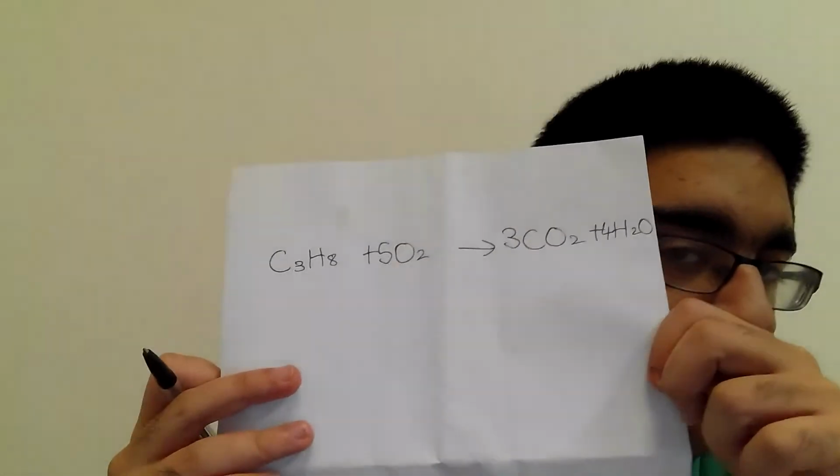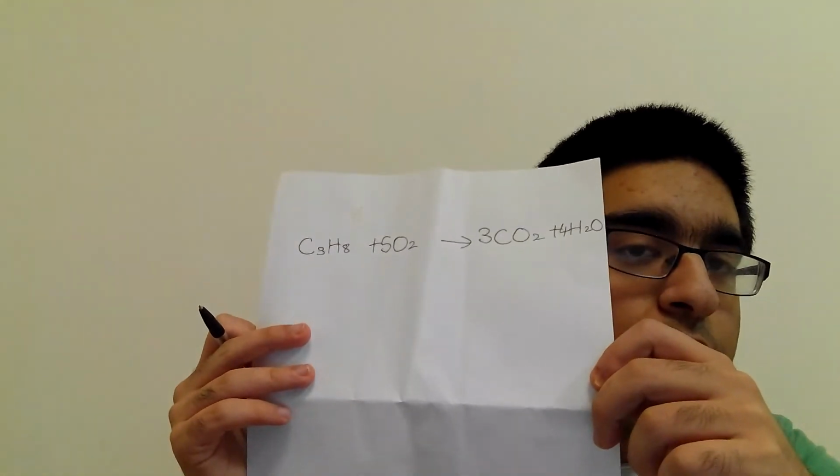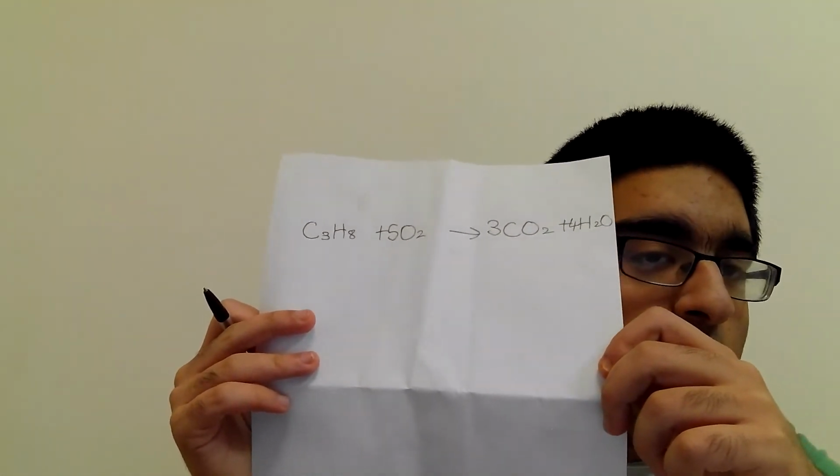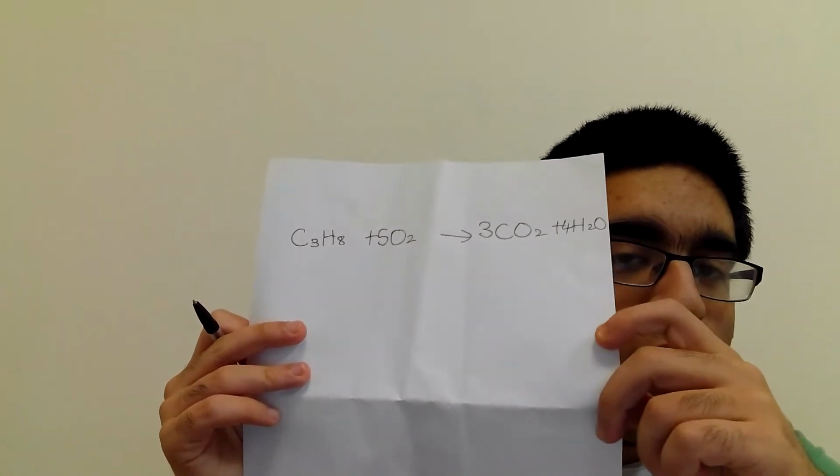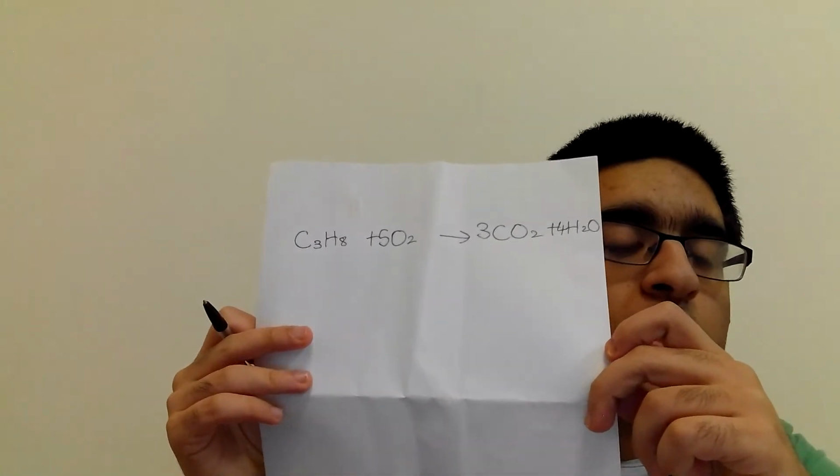So this is my balanced symbol equation for the reaction between propane and oxygen. It's a very basic scale of balancing equations. It's a combustion reaction. Then it says 5 moles of oxygen gas are needed to burn 1 mole of propane gas. So we know that. Calculate the volume of oxygen needed to burn 2 decimeters cubed of propane gas.